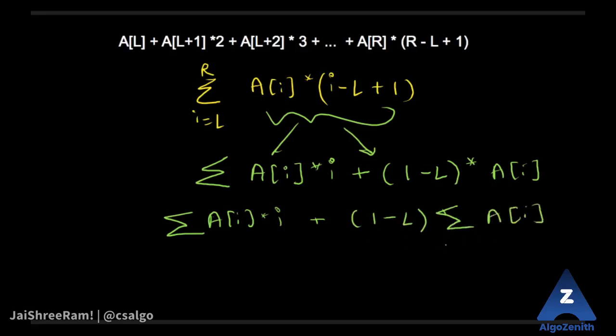Now this is from L to R, and we need to find the value of summation of A of I from L to R. If you recognize, this is the exact statement for prefix sum. If you want to find the sum of a range, you can find that in order 1 using prefix sum. So if you have the array A, if you build a prefix array, you can easily get the sum of values of the range L to R using order 1 from the prefix sum.